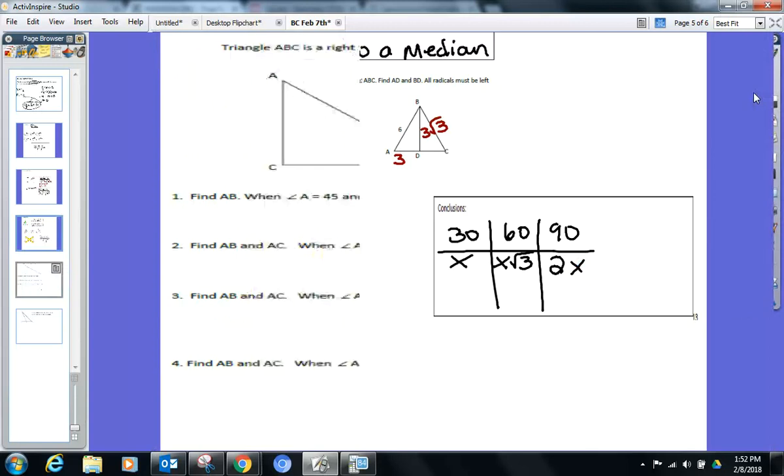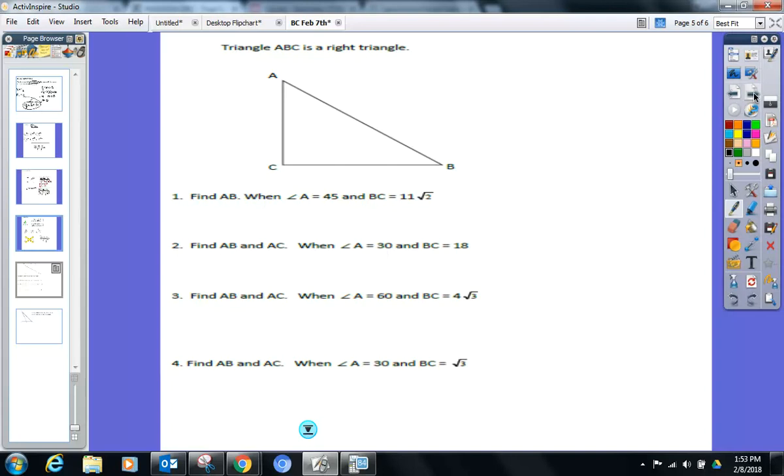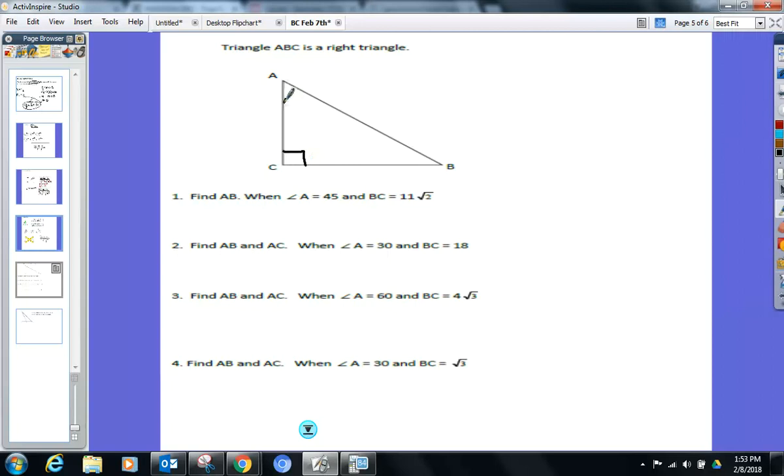I'm going to do the first two here with you, and then we're going to skip over to 5 just for time's sake. If we can go back and finish, we can. If not, it's not a big deal. All right, triangle ABC is a right triangle, where C is your right angle. Here you go in the first one. Angle A, 45. What type of triangle am I dealing with? 45, 45, 90. Get your rules out.